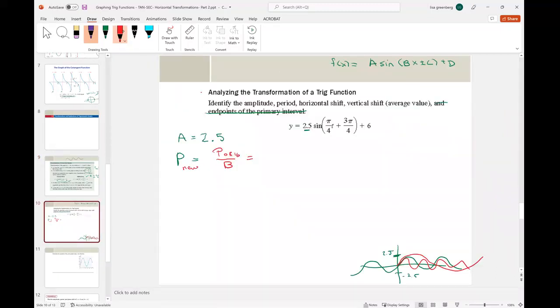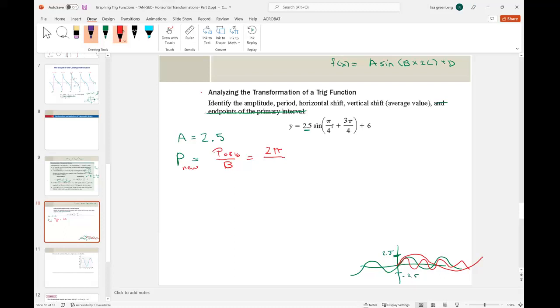So what's our period for sine, cosine, secant, cosecant, all the same period? No, it's just 2 pi. So the original period is 2 pi. My original period for sine, cosine, secant, cosecant, they're all 2 pi. I'm trying to find the new period, and then I need to divide that by b.